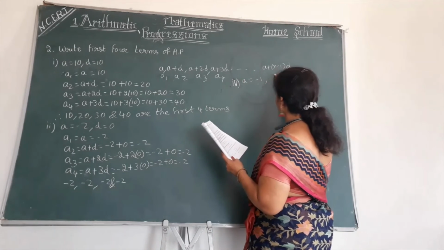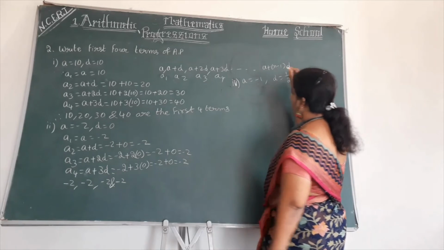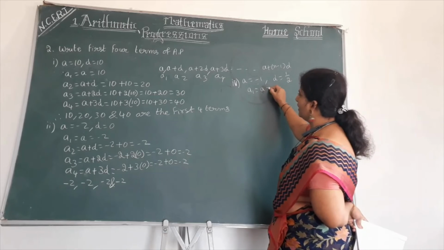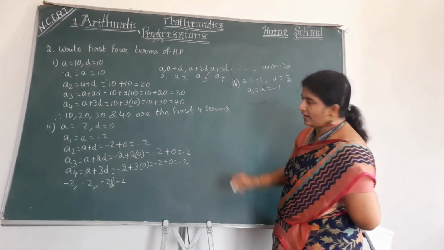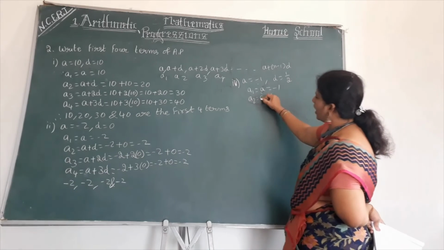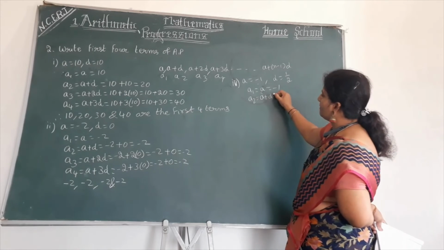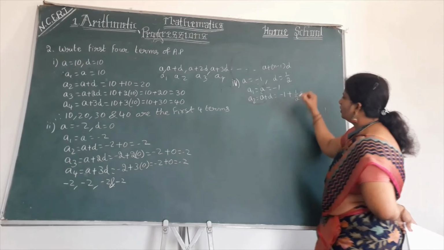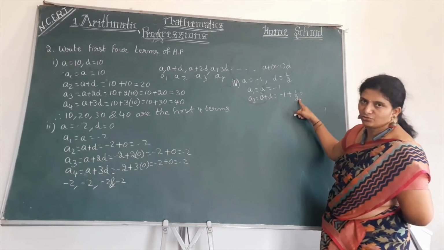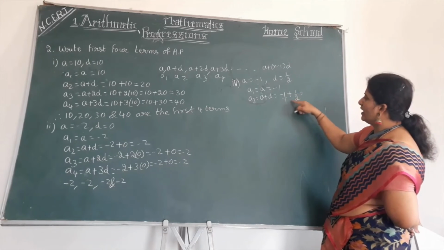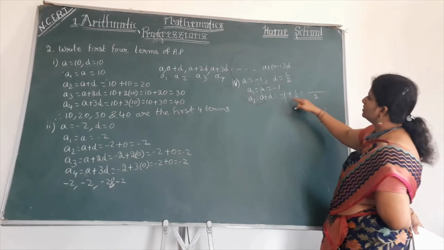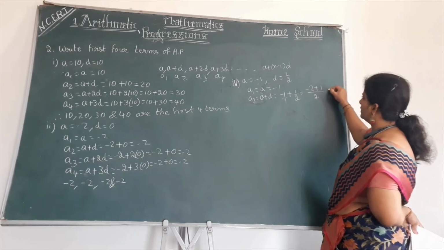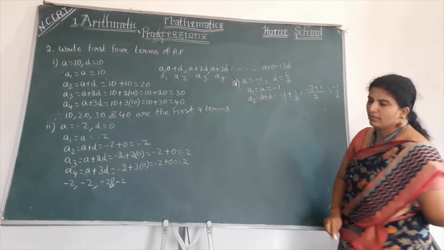A is equal to -1, D is equal to 1 by 2. So as usual, what's your first term? First term is nothing but A, that is -1. Second term is what? A2 is equal to A plus D. A value -1, D value is 1 by 2. Look here, children, you have to add, so you have to do the LCM. 1 and 2 LCM will be 2. So what you are going to do? 1 2s are 2. So multiply 2. -2 plus 1, that will be -1 by 2 is your answer.